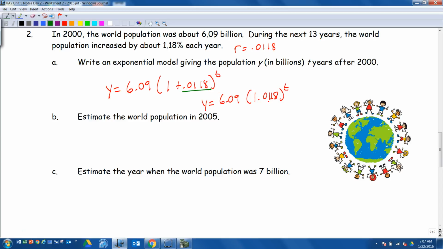Estimate the world population in 2005. So this we can solve because we need to put a t in. Well, if t is 0 in 2000, t for 2005 is t of 5. So we're going to say y equals 6.09 times 1.0118 to the 5th. You type that in, and you get that the world population is about 6.458 billion people.